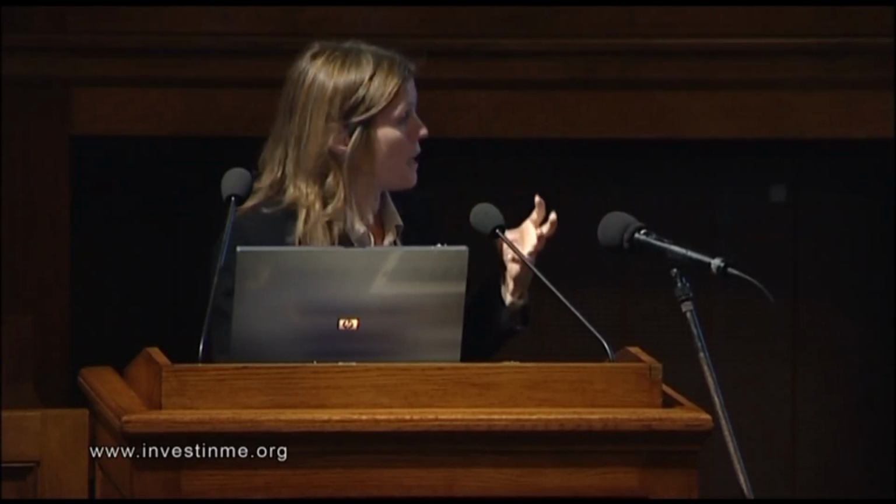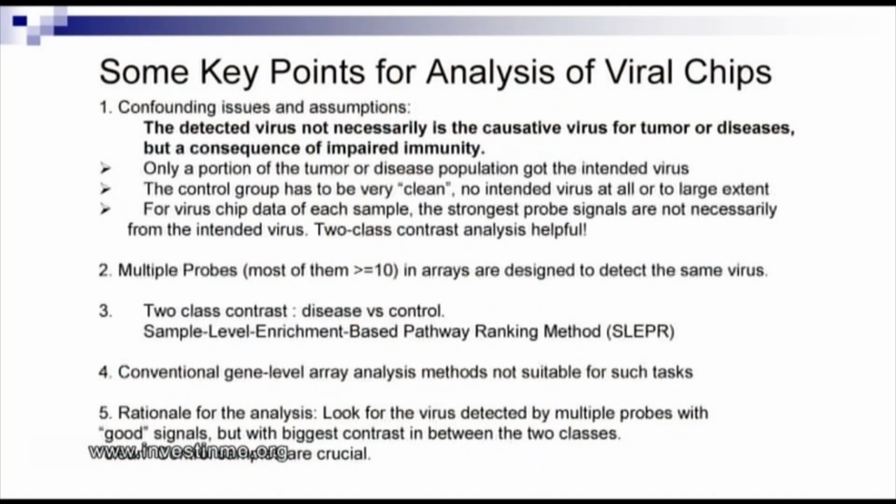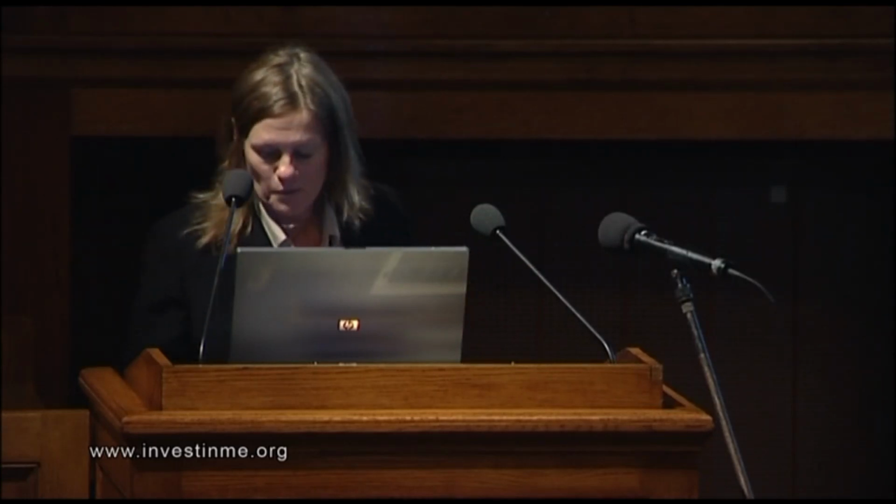And we've used a two-class contrast, disease versus control, and a sample level enrichment-based pathology ranking method that was developed by my friend Bob Stevens at the National Cancer Institute Biocomputing Center, and I'll describe that in a few minutes. But the conventional gene level array analysis method is really not suitable for these kinds of tasks because of the variabilities just between individuals in general and the cycling of these viruses even in patients. So the rationale for the analysis then was to look for the virus detected by multiple probes with good signals, but with the biggest contrast, the largest difference between the two classes, healthy and disease. And again, clean control samples are essential.